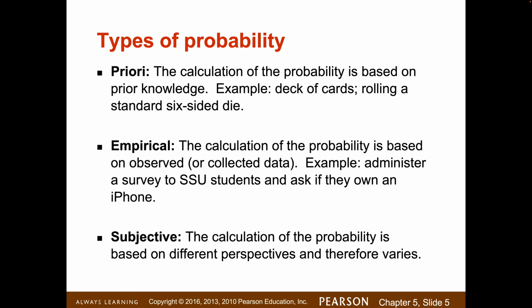Types of probability: we have a priori, empirical, and subjective. A priori is just a probability based on prior knowledge. For example, if you think about a standard deck of cards, we have prior knowledge that there are 52 cards. We have prior knowledge that there are 4 suits: hearts, spades, diamonds, and clubs. And we have prior knowledge that we have aces, kings, and so on and so forth. So if I wanted to calculate the probability that I select a card at random from a deck and it is a club, well, I know I have 13 clubs out of 52 total cards, so the probability would be 1/4.